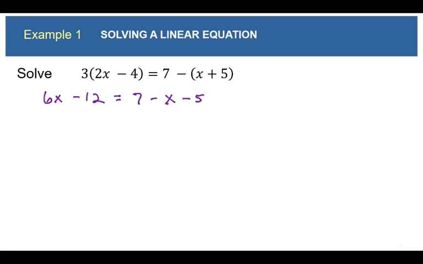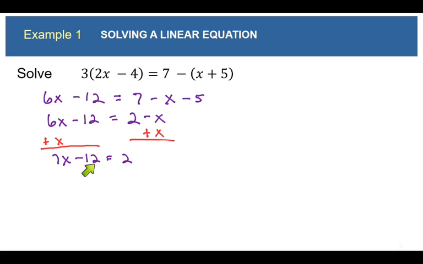Now let's combine our like terms. On the left I don't have any like terms, but on the right I do have two constants. The 7 and the minus 5 together make 2. And now we have variable terms on both sides and constant terms on both sides. Whenever that happens, probably the best thing to do is find the smaller x term and eliminate that term. So I'm going to be eliminating the minus x by putting plus x on both sides, and then we'll combine again. 6x plus 1x is going to be 7x, so my left side says 7x minus 12. And on the right side I just have 2.